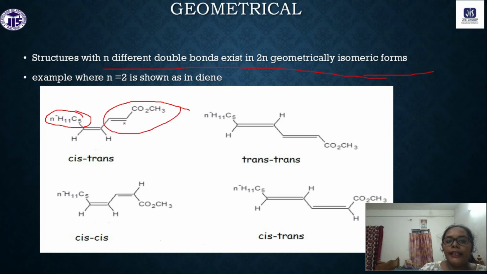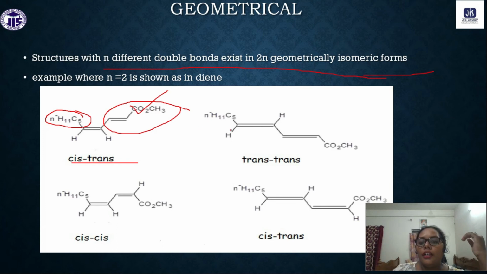Now if we consider this double bond, you can see that one bulkier group is on the upside and the other bulkier group is on the downside, that means far away from each other. So this is trans, cis-trans. Okay, so this is called cis-trans. Again you can see here the bulkier group, this is a bulky group and this is another bulky group.